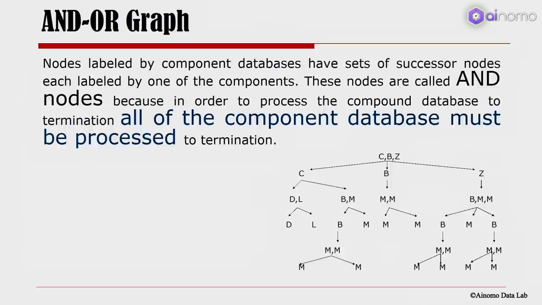So it is important that nodes that are labeled by component databases have sets of successors, each labeled by one of the components. These nodes are referred to as AND nodes. They are called AND nodes because if you want to process the compound database to termination, all of the component databases must be processed to termination. So this node here, in order to process CBZ to termination, C, B and Z need to be processed to termination. In order to process BM to termination, both B and M need to be processed to termination, and so on and so forth.